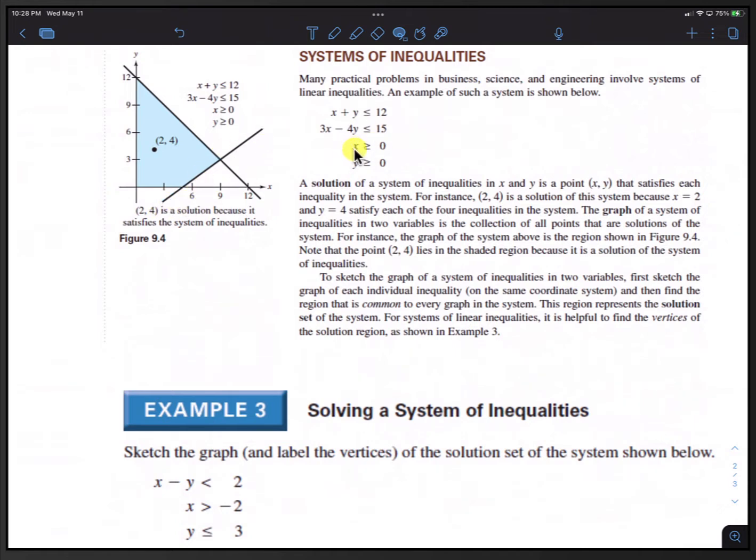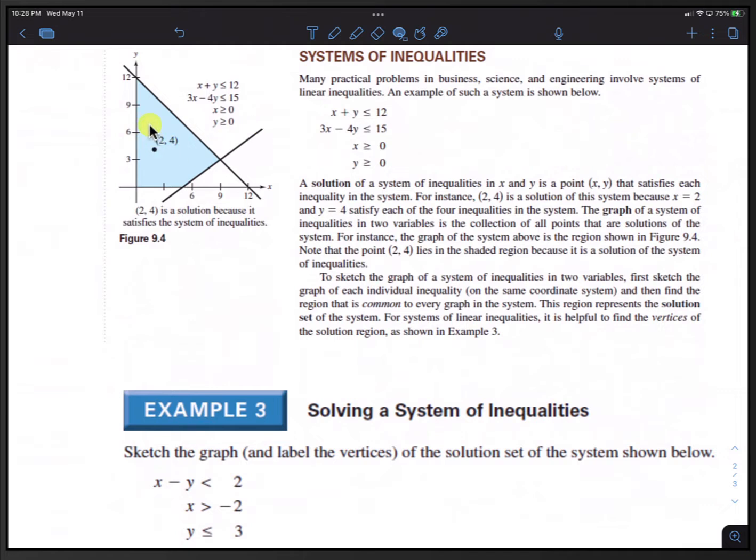We have the line x is greater than or equal to 0. That's going to be a vertical line, right at the y-axis. And then we have y is greater than or equal to 0. Well, y equals 0 is a horizontal line, which is the x-axis.